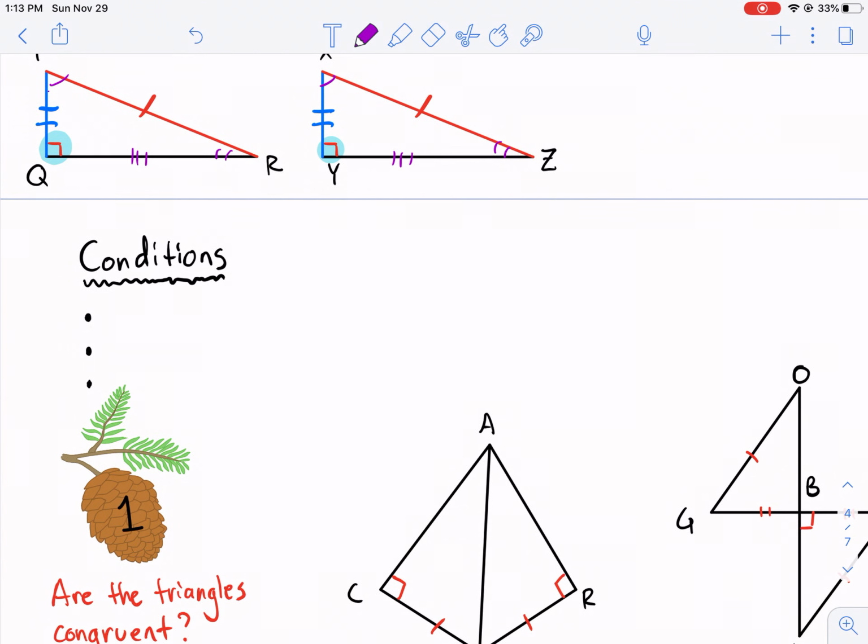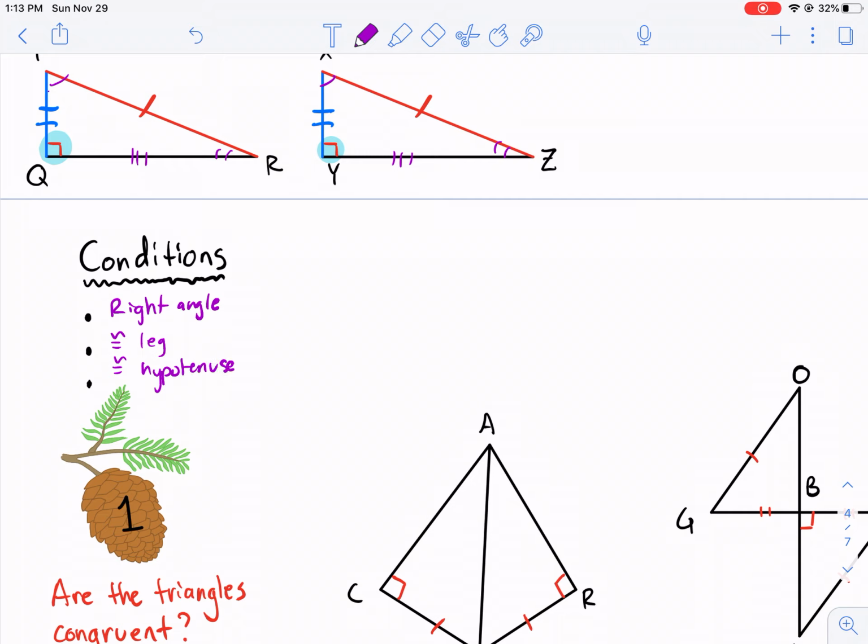So what are the conditions? Well, we already talked about them. We need right triangles, we need right angles. So there has to be a right angle in the triangle. There has to be a congruent leg. And there has to be a congruent hypotenuse.